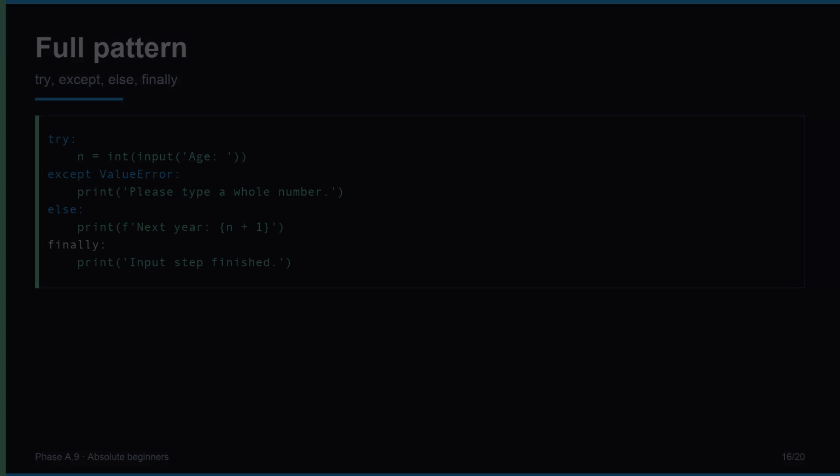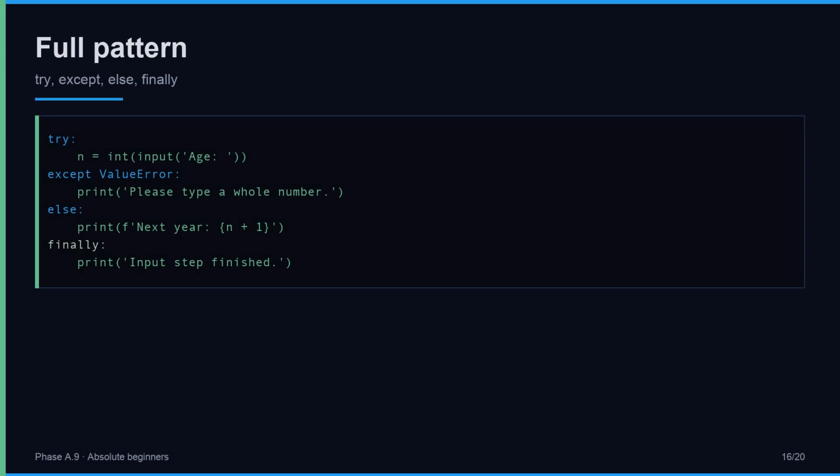Help future you. Here are all 4 blocks in one example. We try to parse the user's age. If they typed hello, the except ValueError body runs: please type a whole number. If they typed a number, the else body runs: next year, age + 1. The finally body always runs: input step finished. 4 blocks, 4 roles. Try is the risk. Except is the recovery. Else is the happy continuation. Finally is the always cleanup. Most real error handling uses only the blocks it needs.